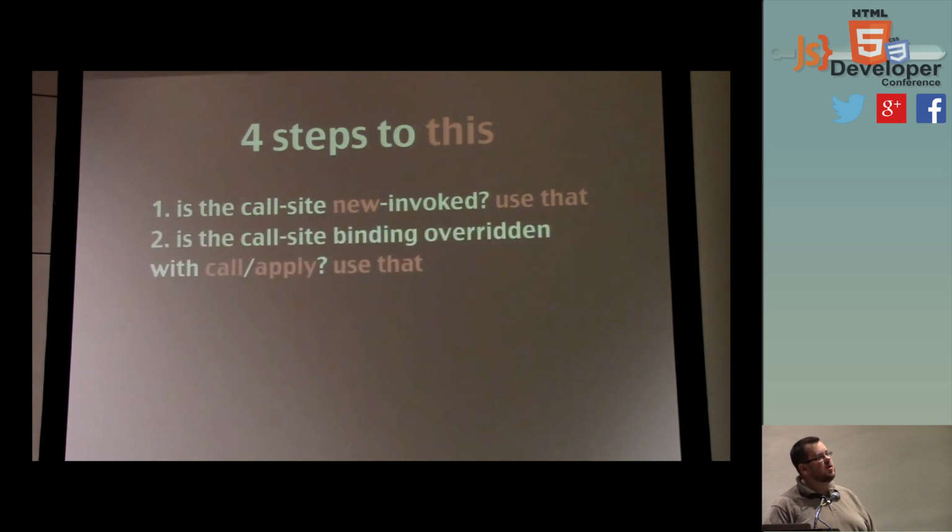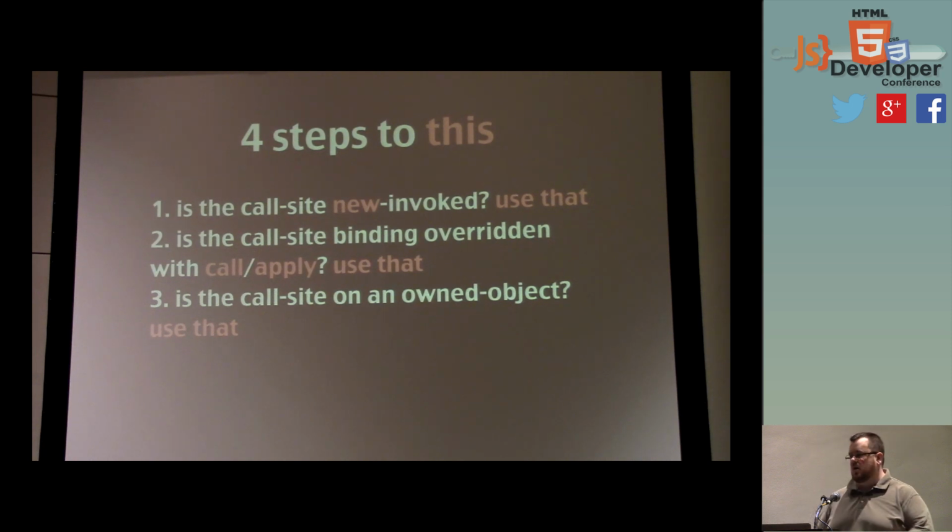If that's not true, it goes on to rule number 2, which is, is the call site binding overridden with an explicit call or apply? The call and apply methods in JavaScript use the first parameter as the this object. So if it's an explicit binding, that's the this that will be used. And by the way, you need to be careful about looking for hard-bound functions because it can mask where the true call site is. But if you find the true call site for a function call and figure out whether or not it's using a call or apply, that'll answer number 2. If it doesn't use that, it goes on to number 3. Is the call site an unowned object?